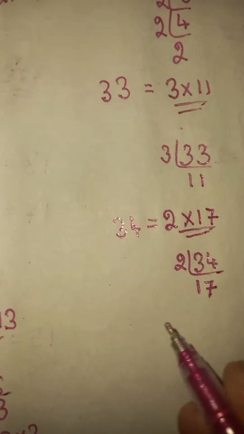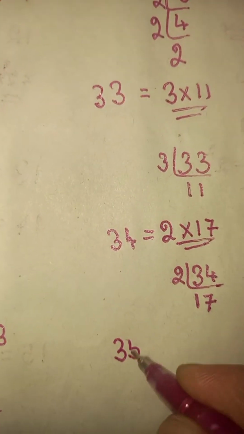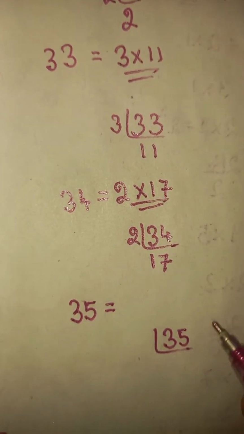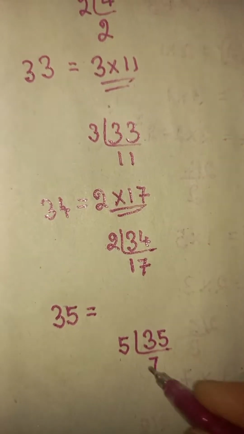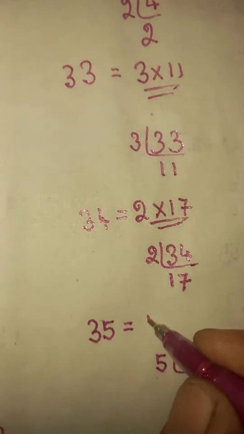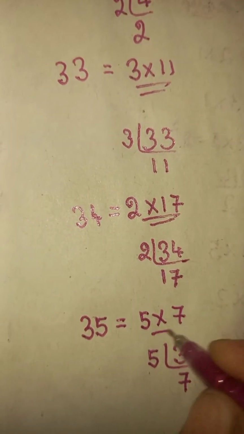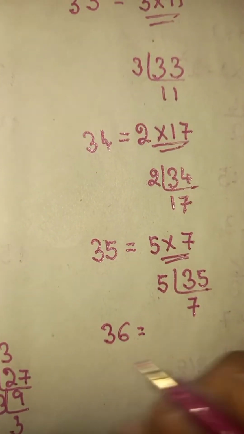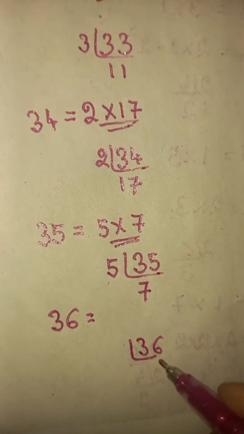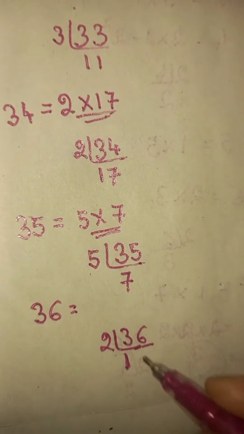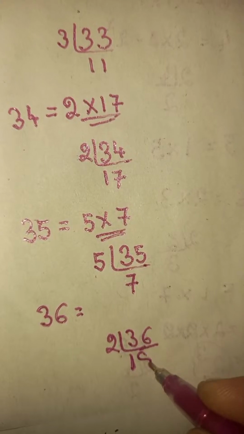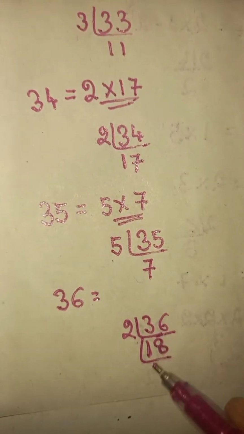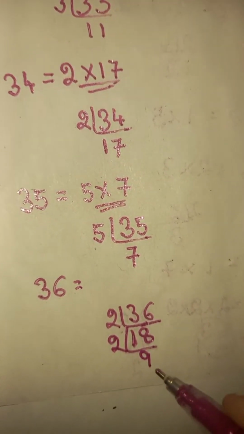Let's take 35. 35 you can divide like this, starting with 5. 5 times 7 becomes 35, so 35 is 5 times 7. Let's take 36. 36 can be divided. If you take 36 here, you can write it as 2 times 18. 18 you can divide it by 2 itself, so write it as 2 times 9.